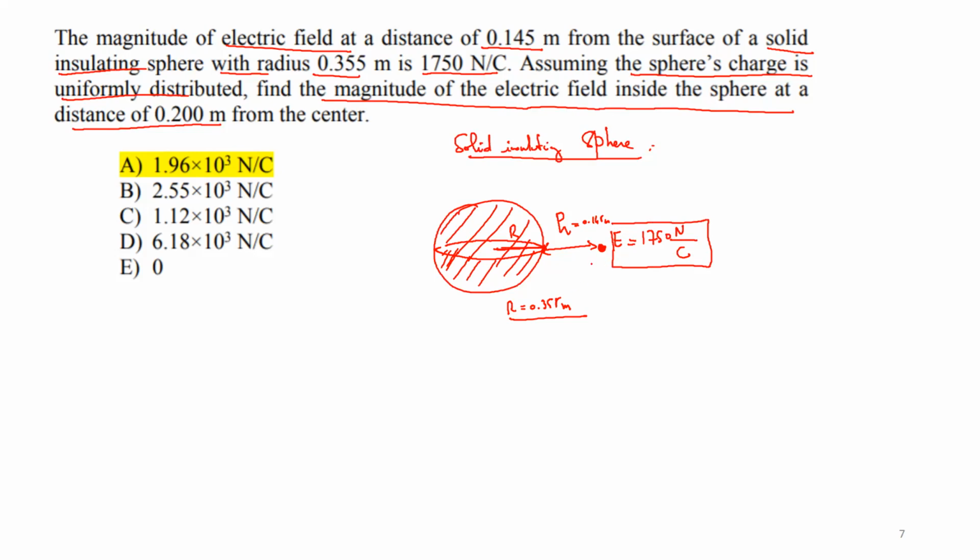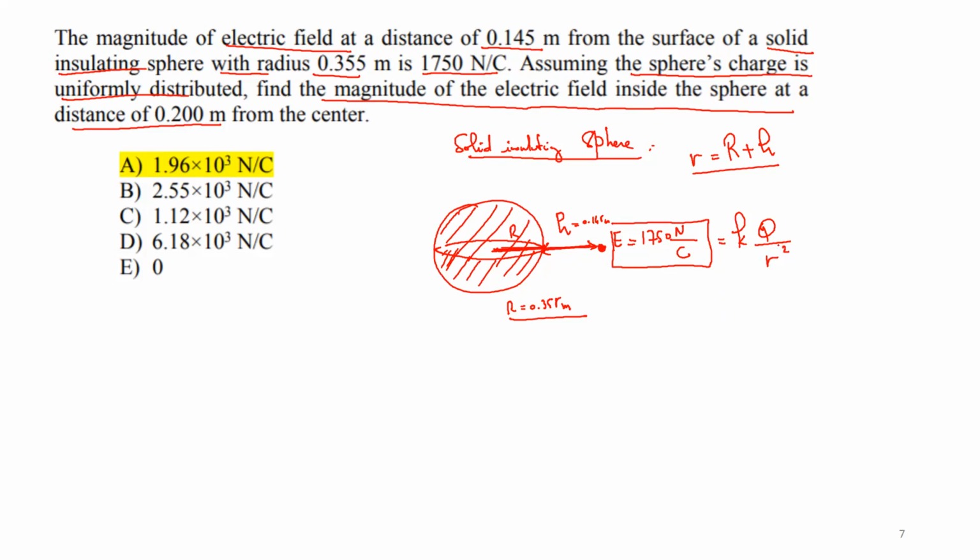So what can we do? First, we know that this point is outside the surface, so it looks like a shell. So this electric field here is just K times the total charge of my sphere divided by R squared. But remember, the R here will be capital R plus H. R is the distance from here to here, so R is capital R, the radius, plus the distance from the surface.